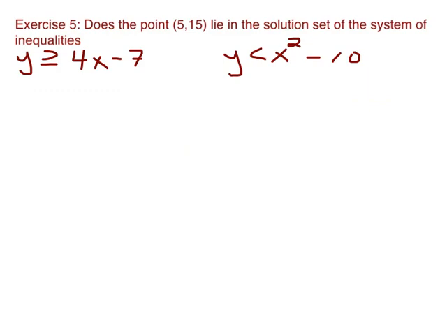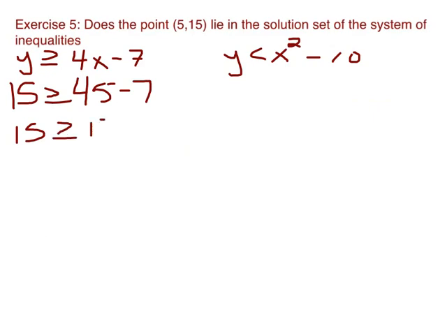Does the point (5, 15) lie in the solution set of the systems here? So you have to do the same thing, now dealing with inequalities. 15 is greater than or equal to 4 times 5 minus 7. 4 times 5 is 20, minus 7 is 13. Is 15 greater than or equal to 13? The answer is yes, true.